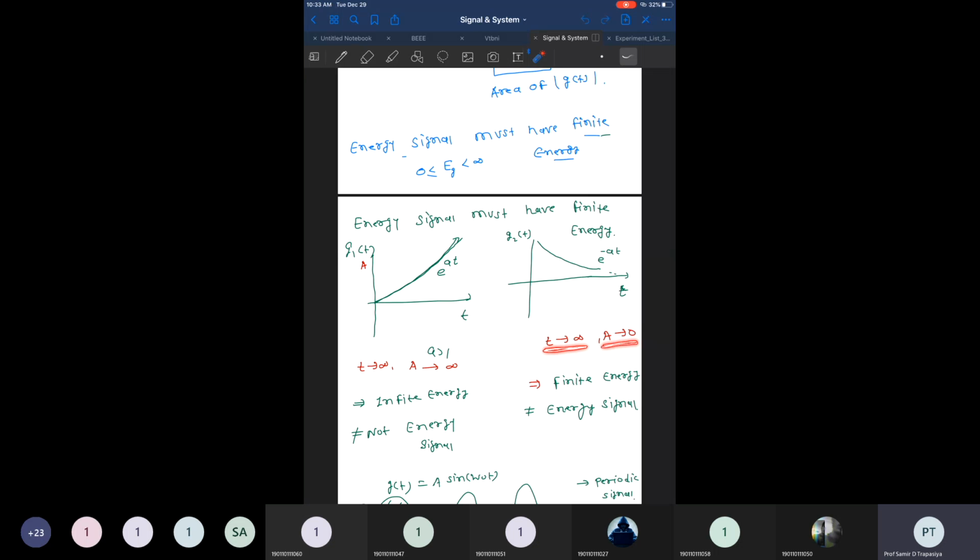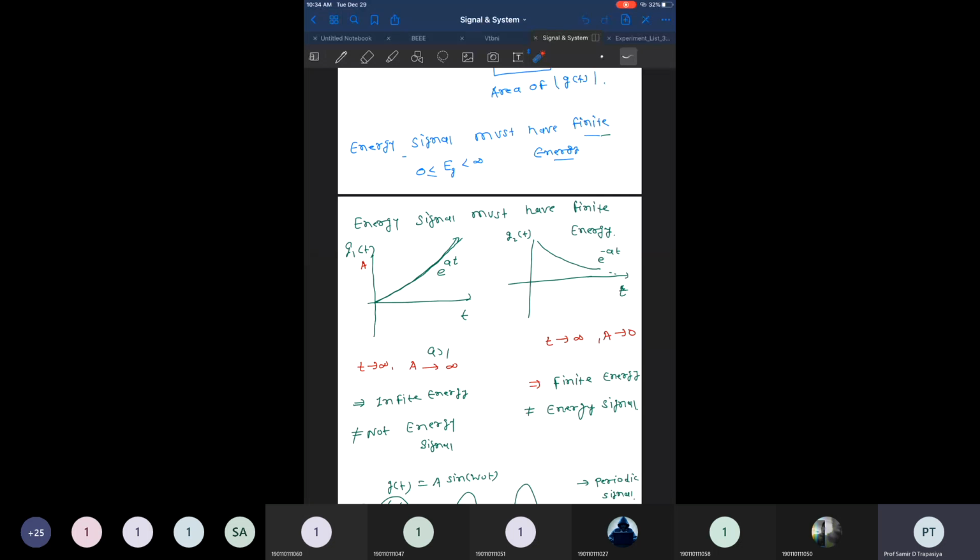As the time approaches infinity and the amplitude approaches zero, we can say that the signal is of finite duration, and for every finite duration signal we can find the finite energy, and this signal is known as an energy signal. So one condition that we have already mentioned earlier is that the energy signal has a finite energy. If any signal has an infinite energy, it should not be considered an energy signal, right?